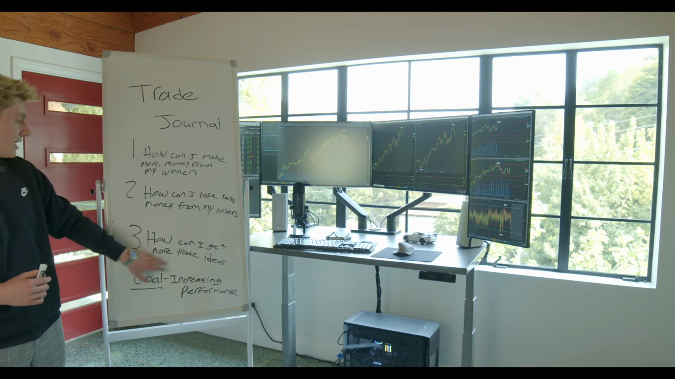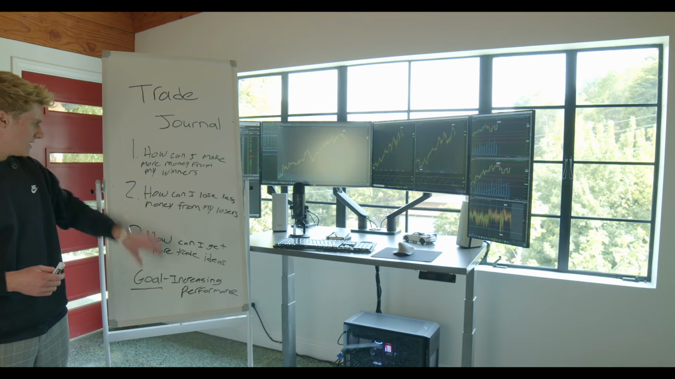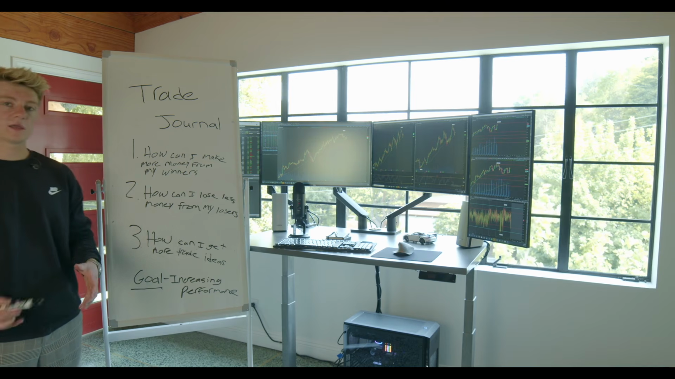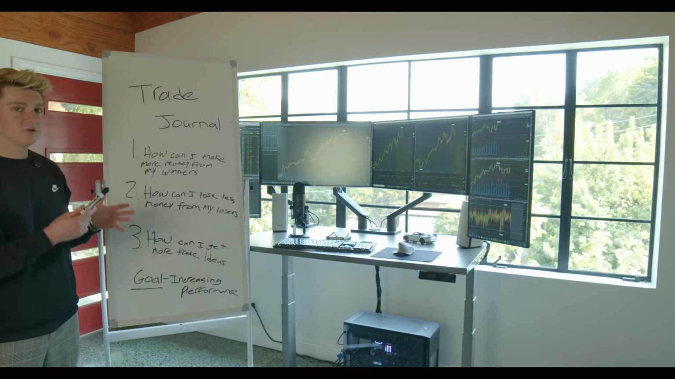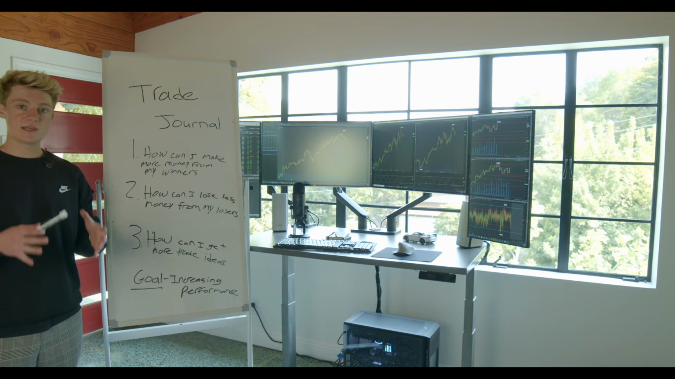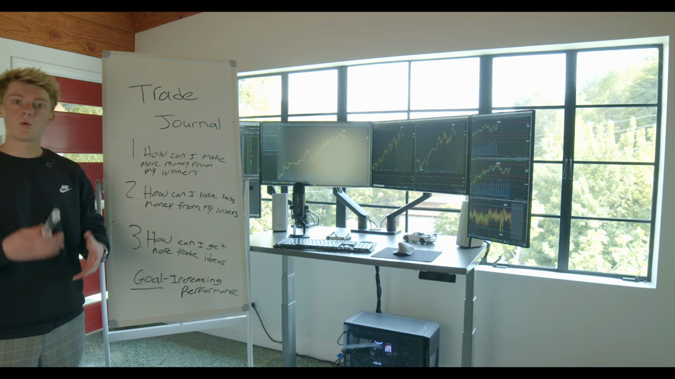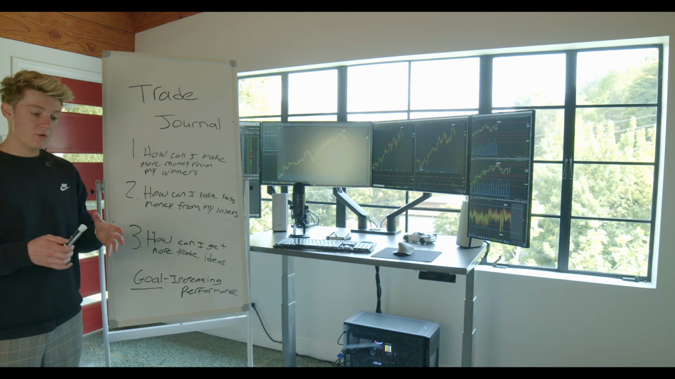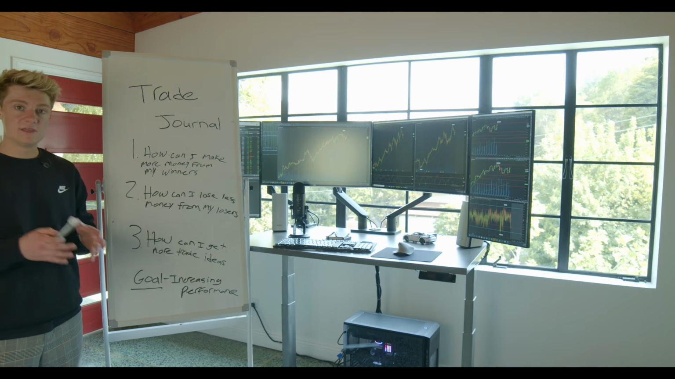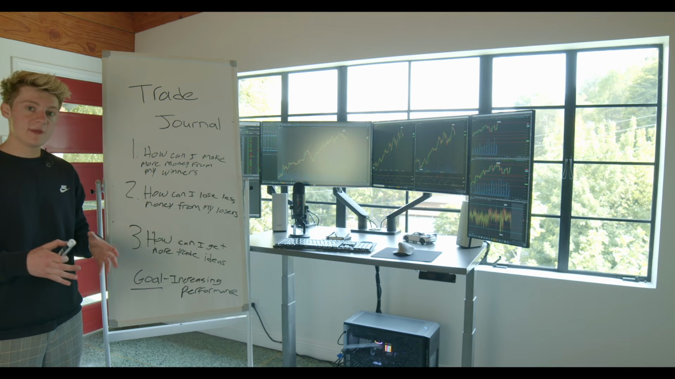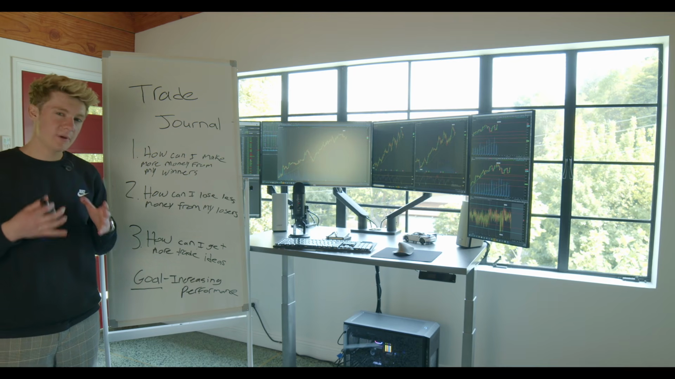So number 3, how can I get more trade ideas, is similar to number 1 in the sense that when you are logging what it is that you've done right, you're going to see things that you're doing on a regular and consistent basis that are working for you, that now you have identified. You're going to be able to take those, adapt them, and implement them into your trading. Okay, so I hope that makes sense.